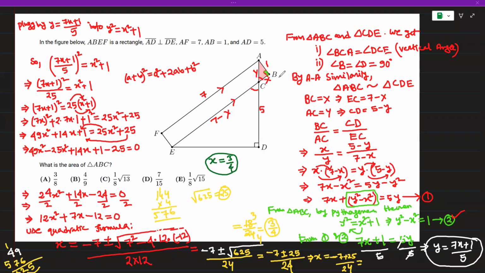Now since we need to find the area of triangle ABC, we can write the area of triangle ABC. We know the area formula is 1/2 times base times height. Our base is x, as we assumed, and the height is already given, which is 1. So 1/2 times x times 1. We already got x as 3 by 4, so 1/2 times 3 by 4 times 1. That's equivalent to 3 over 8. So 3 over 8, which is option A.